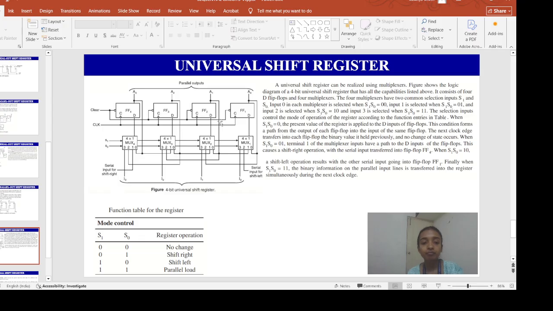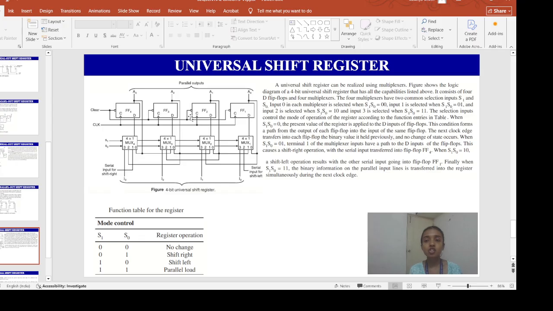All right. Now a shift register can have N parallel output lines. It can have a control state which leaves the information in the register unchanged in the presence of the clock. So here what you are observing is a universal shift register, and apart from the flip-flops we have multiplexers also, right? This figure shows the logic diagram of a 4-bit universal shift register, and it has all the capabilities that I just mentioned.